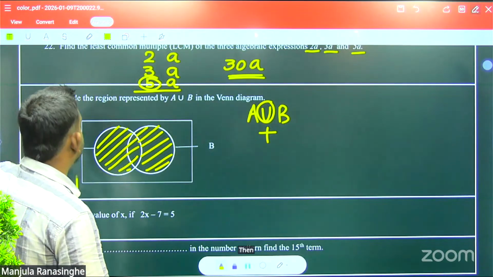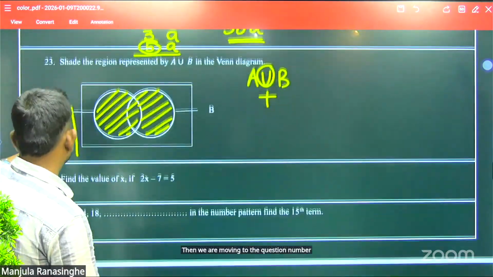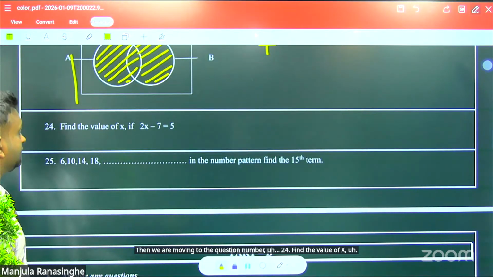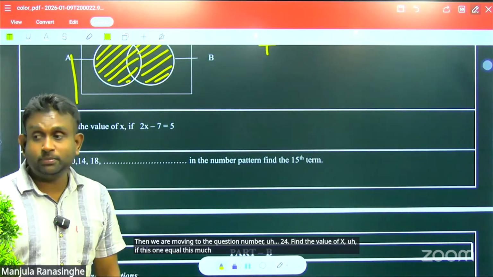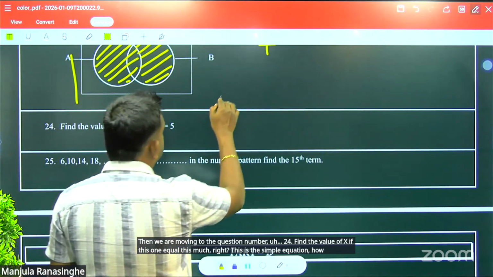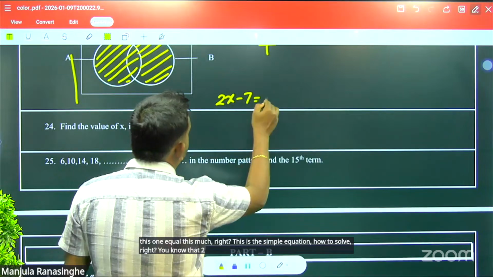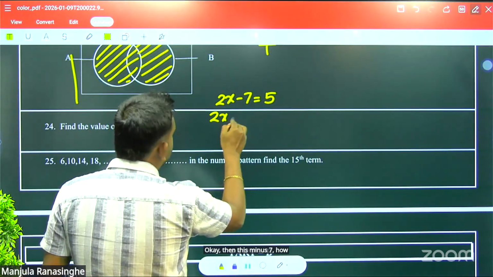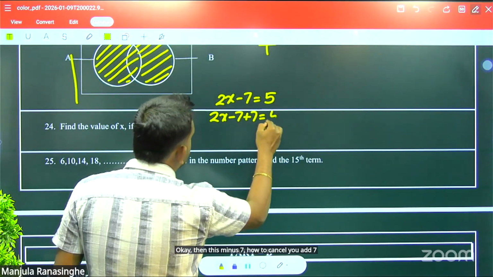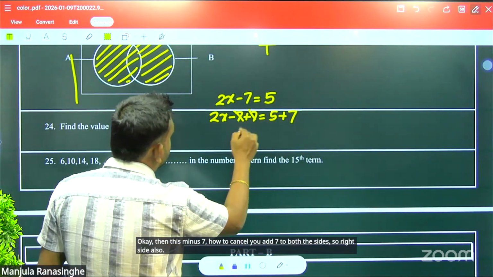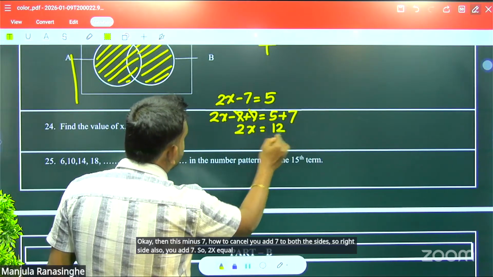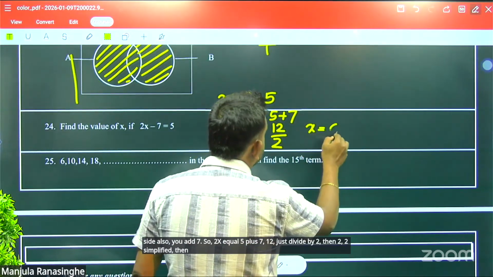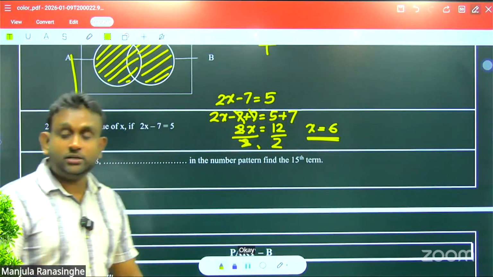Then we are moving to question number 24. Find the value of x if this equals this much. This is a simple equation to solve. You know that 2x minus 7 equals 5. Then how to cancel this minus 7? You add 7 to both sides. So the right side also you add 7. So 2x equals 5 plus 7, 12. Just divide by 2, then x equals 6. 12 divided by 2 is 6.